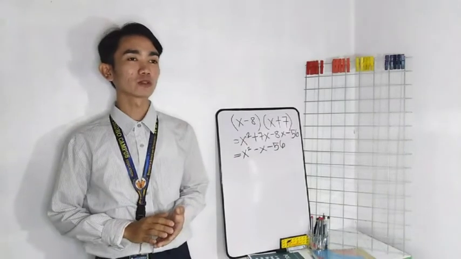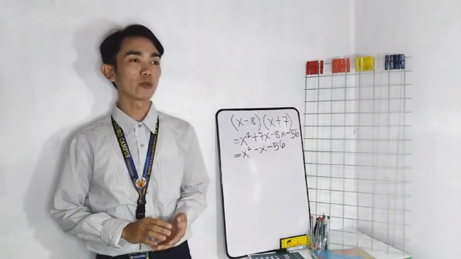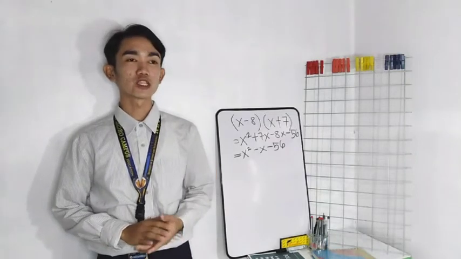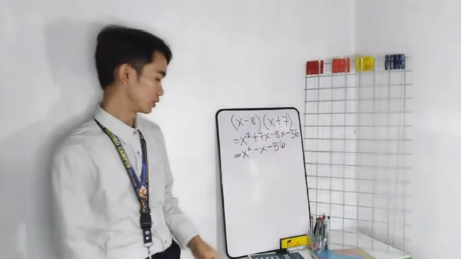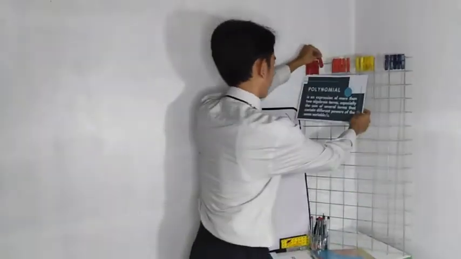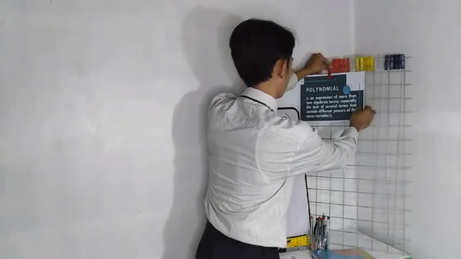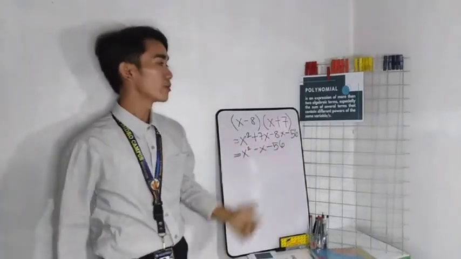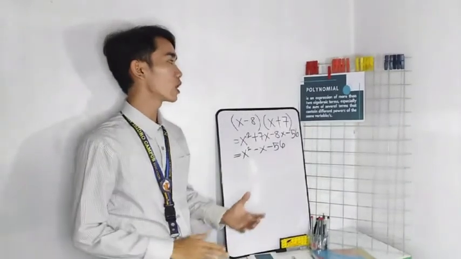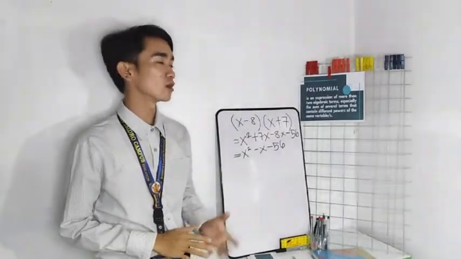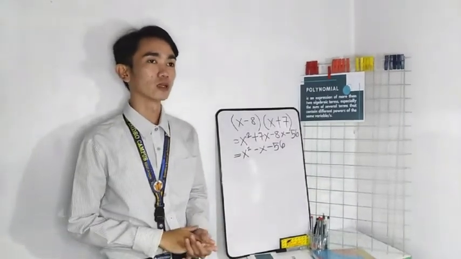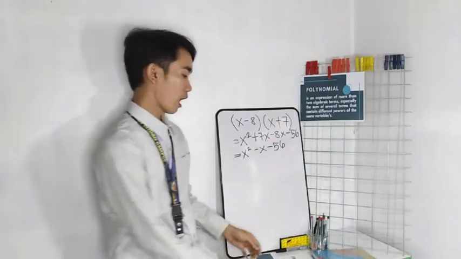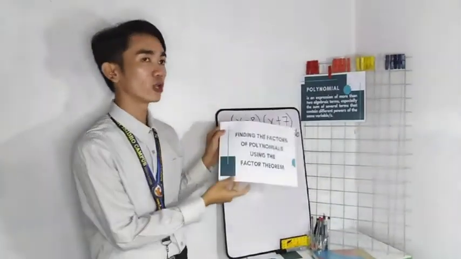Last time we discussed about the polynomials. Who among you can still remember the meaning of it? Yes, Jasmine. Very good. Polynomial is an expression of more than two algebraic terms, especially the sum of several terms that contain different powers of the same variables. Today, we're going to tackle how to find the factors of polynomials using the factor theorem.